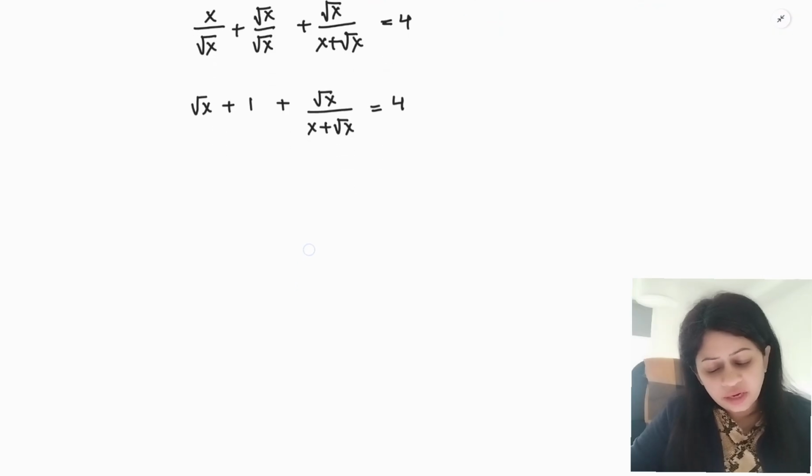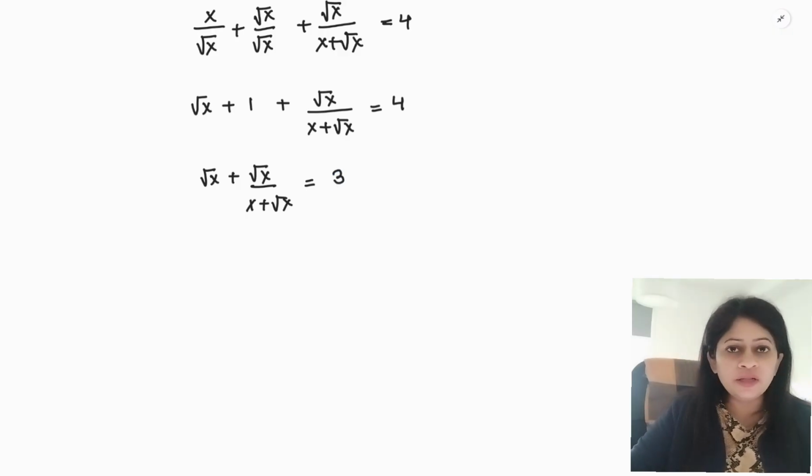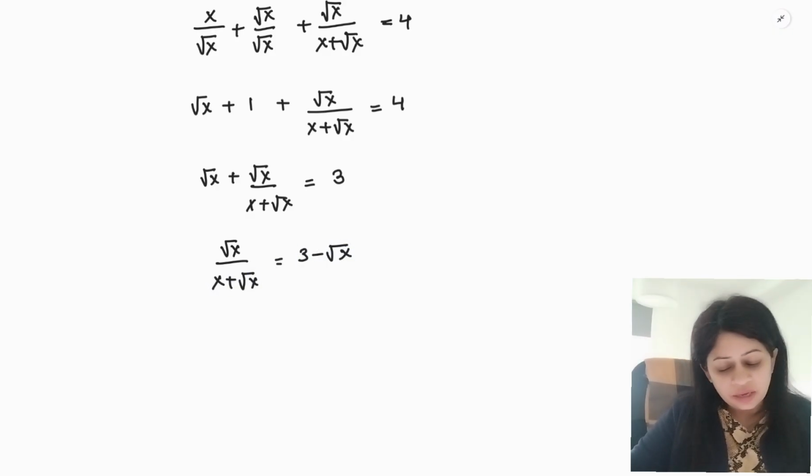What can I do now? I can keep this root x here, plus root x by x plus root x, and take this 1 to the right hand side. That will become 4 minus 1, that is 3, right? Now I will keep this here and take this root x to the other side, and it will become 3 minus root x, right?